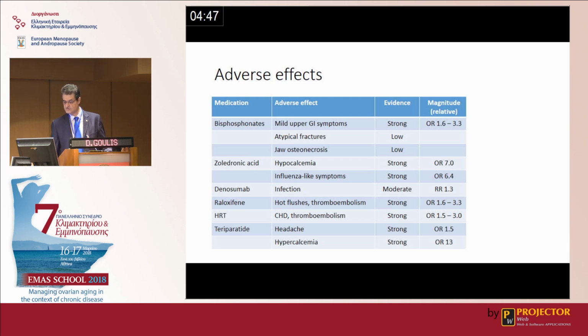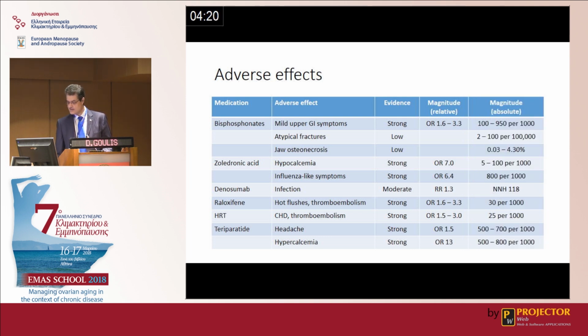the specific adverse effects, whether the evidence is strong, moderate, or low for each, and the magnitude of the effect. Nevertheless, I'm never happy with the relative magnitude of effects. I mean, the odds ratio or the risk ratio may go 2 times up or 3 times up, but what I want is the baseline probability in order to calculate the absolute risk. And I think the real picture comes from there.